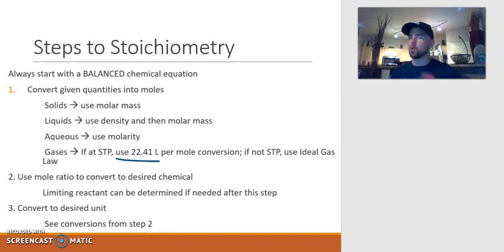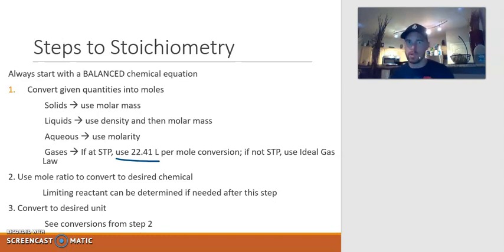So that's the first step. Whatever they give you, get it converted to moles using your mole conversions. The second step is you're going to use the mole ratio to convert to the desired chemical, so what the question's asking about. And then finally, most likely at this point, they don't want your final answer in moles. They want it in another unit, grams, milliliters, whatever. And so this third step is convert to the desired unit.